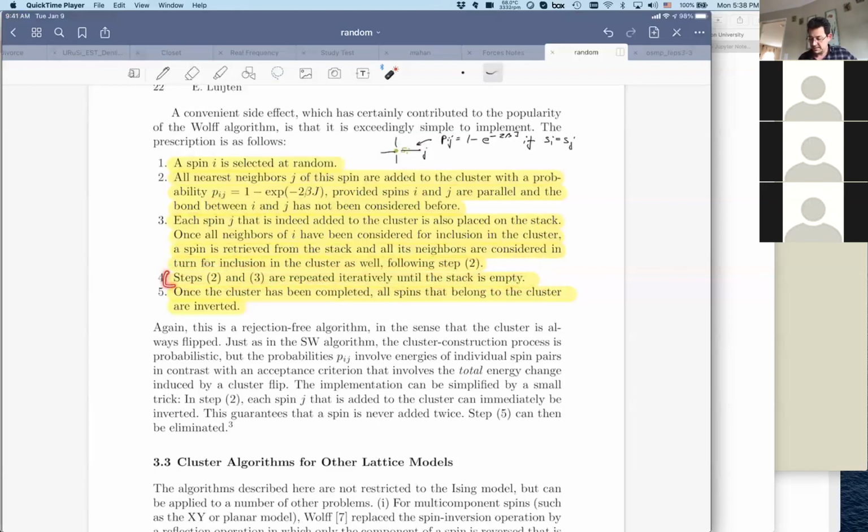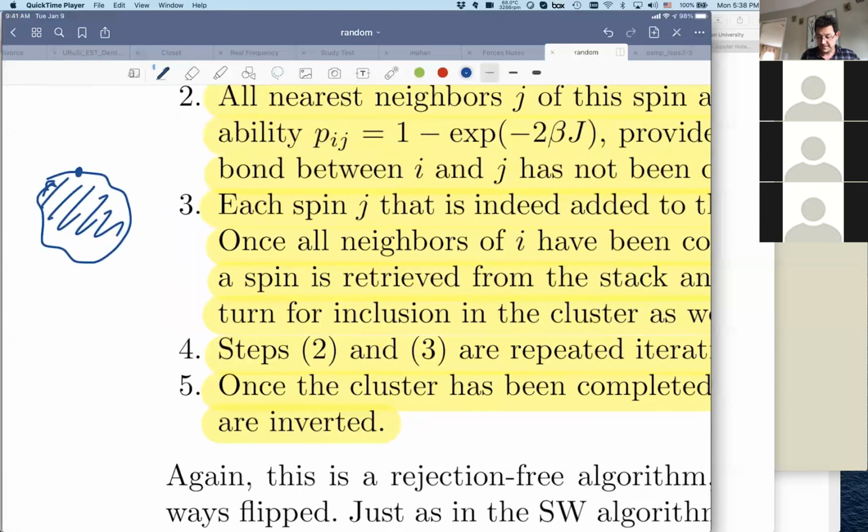So why does the stack become empty at some point? Well, imagine that this is our domain, and let's say that we are considering zero temperature. Then when we look at the neighbor of, let's say, a spin on the boundary, and we already selected all the spins which are pointing in the same direction, then the only one that we still didn't consider is the one here, but this one points in the opposite direction.